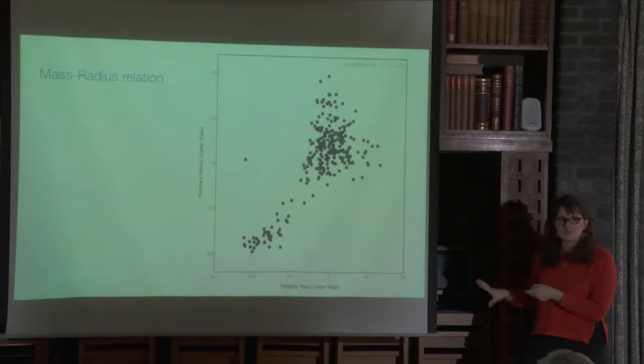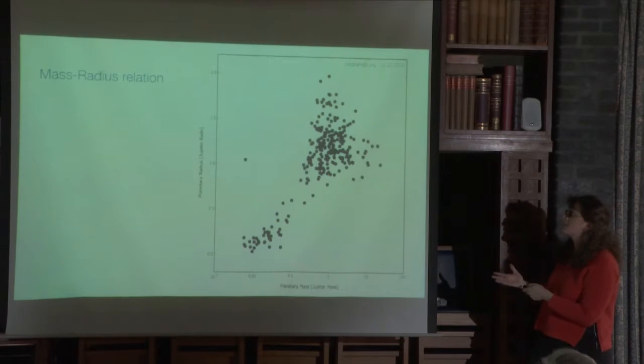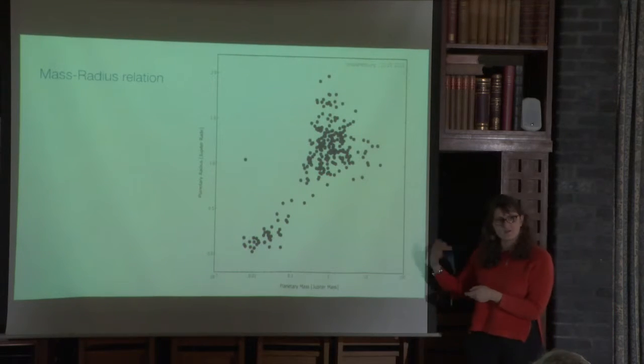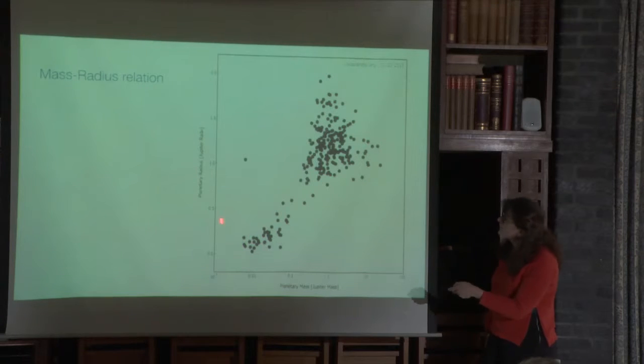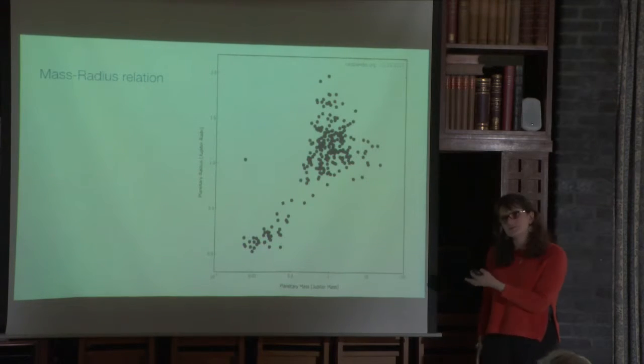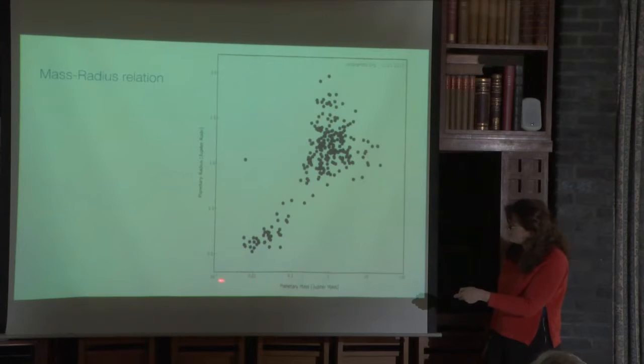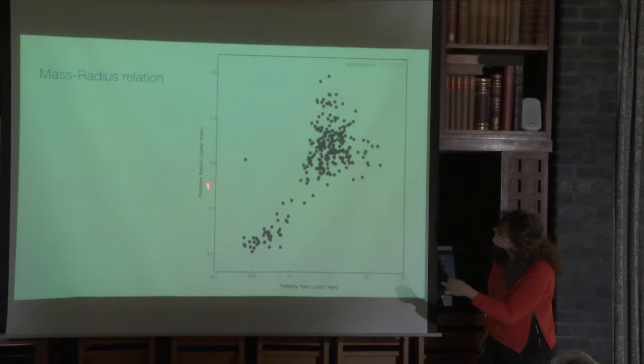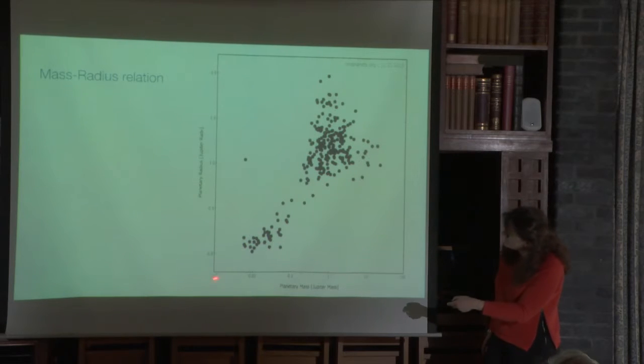Now, I'm particularly interested in transiting planets, and that is because you can measure their masses and their radii and compare them to each other. And so this diagram shows, for all the transiting planets that were known a few months ago and had good mass and radius measurements, the planetary mass, again, in Jupiter masses, and the planetary radius in Jupiter radii. Now here the mass is on a log scale, the radius is on a linear scale.